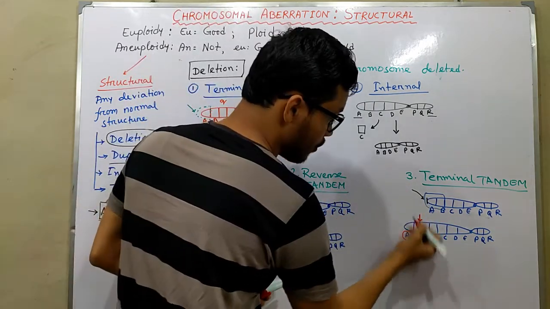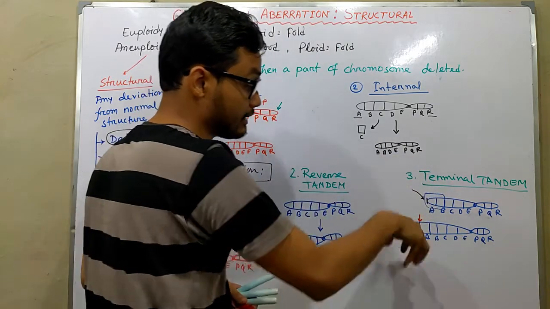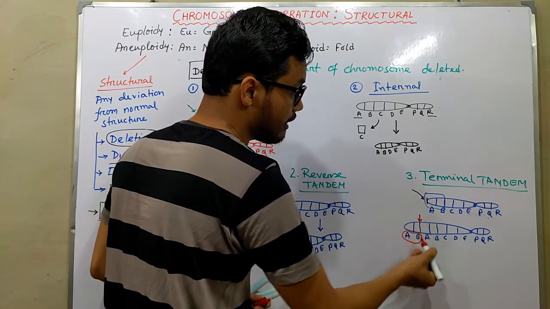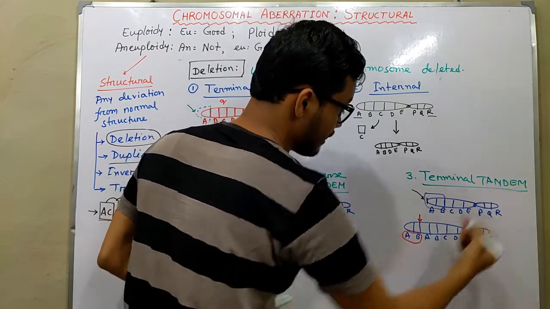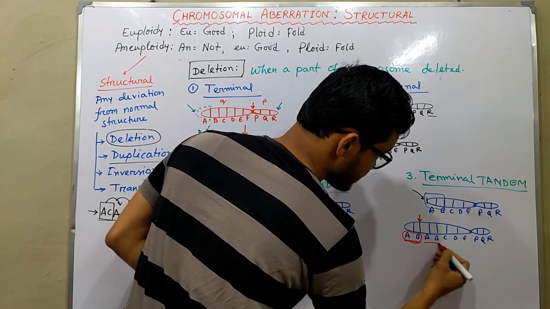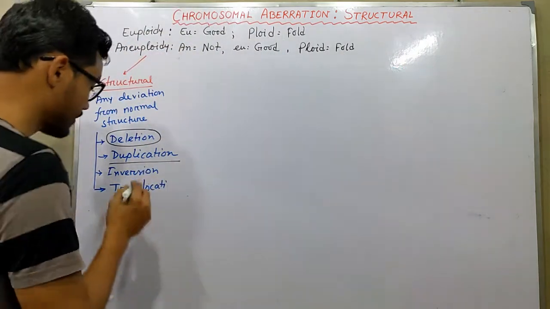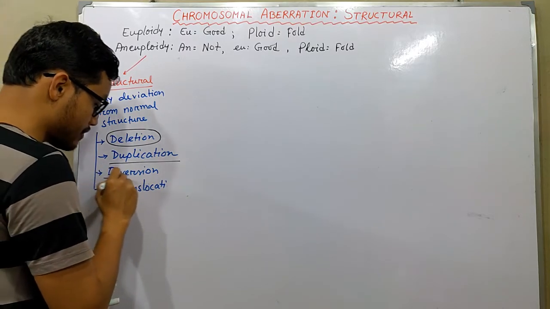Okay, so when a duplicated portion is attached in the terminal sequence, it is called a terminal tandem. Why is it tandem? Because the sequence is repeated. Okay. In case of inversion, we have focused on inversion.